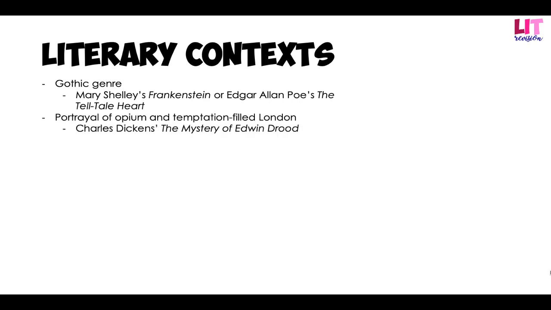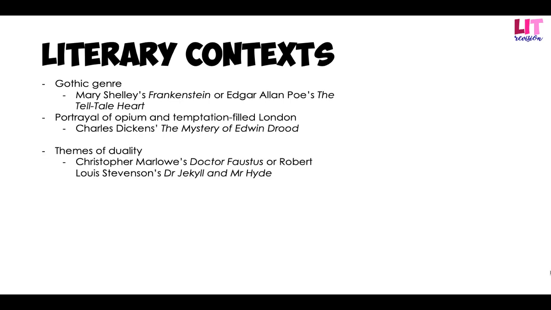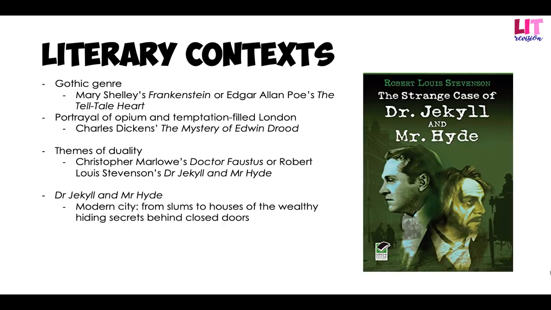We know that Wilde was strongly influenced by the themes of duality seen in Dr. Faustus and Dr. Jekyll and Mr. Hyde, and we certainly see allusions to these texts in the plot of his novel. Stevenson's 1886 Dr. Jekyll and Mr. Hyde, like Dorian Gray, is set in the modern city, from the slums to the houses of the wealthy, hiding secrets behind closed doors.